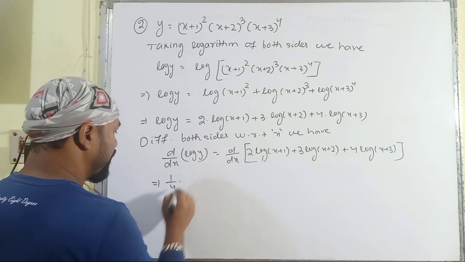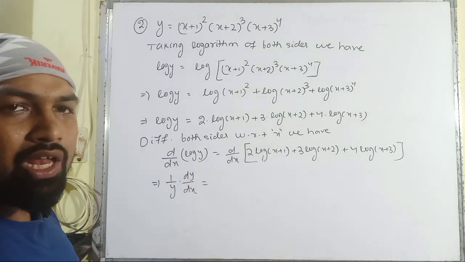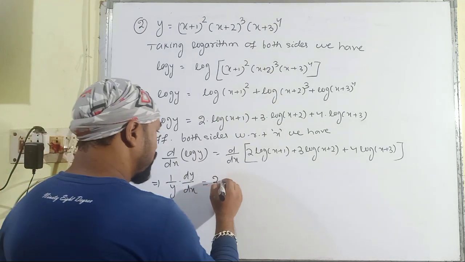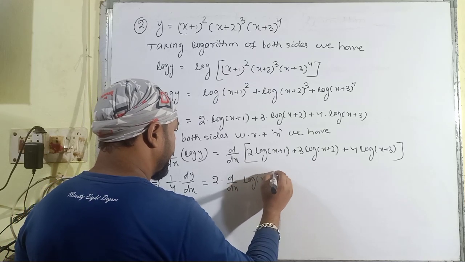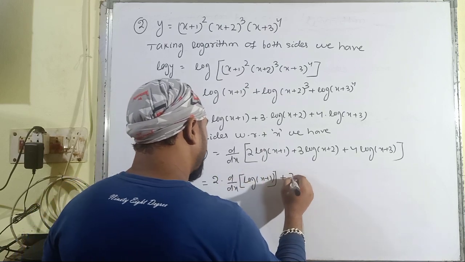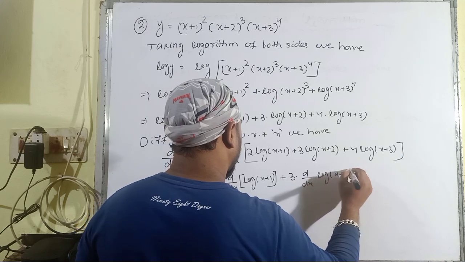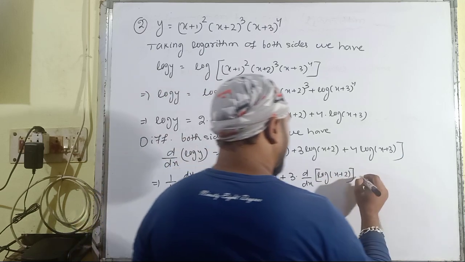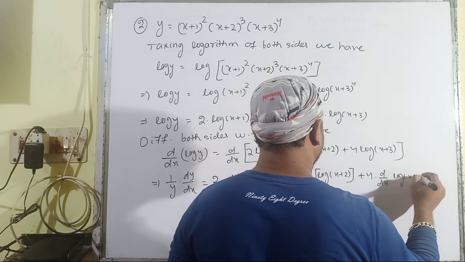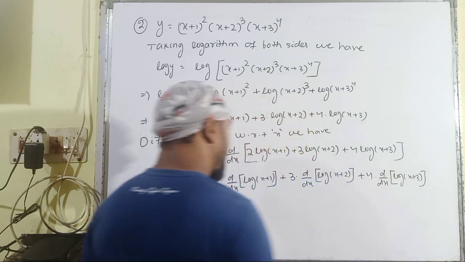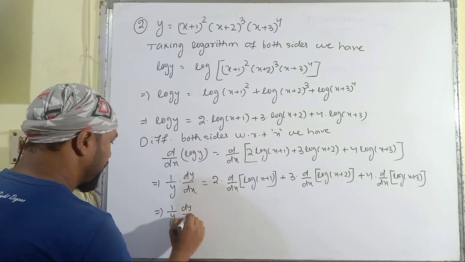1 upon y dy upon dx. We just have to apply the algebra of derivative. So 2 multiplied with differentiation of log x plus 1 plus 3 multiplied with differentiation of log x plus 2 plus 4 multiplied with differentiation of log x plus 3.